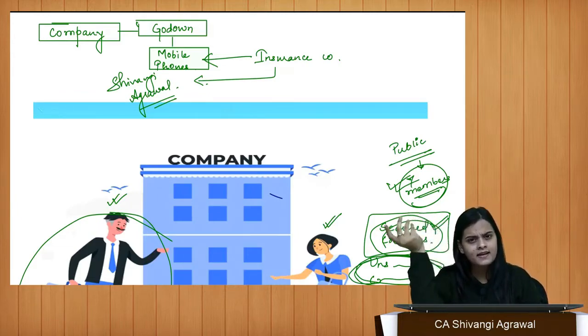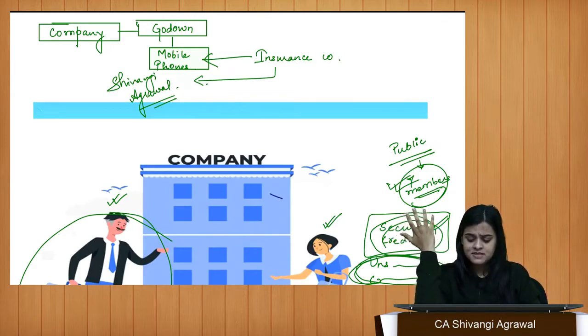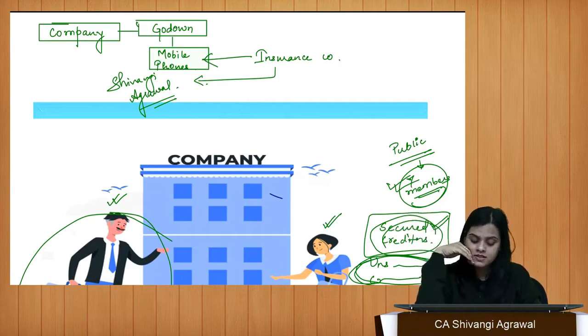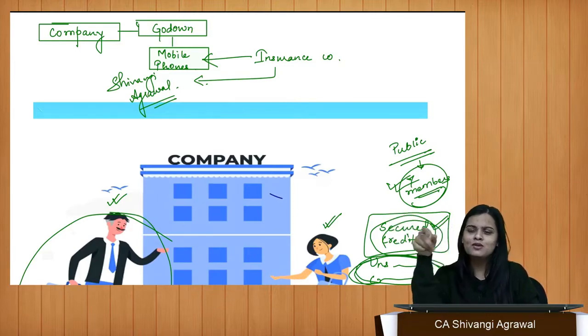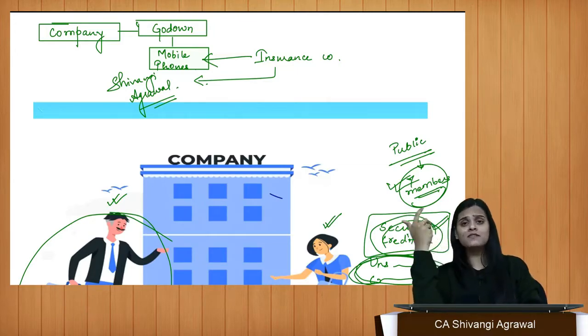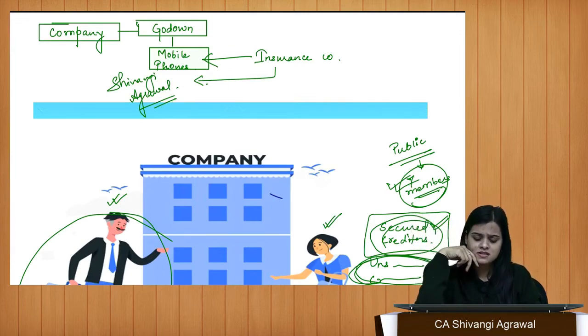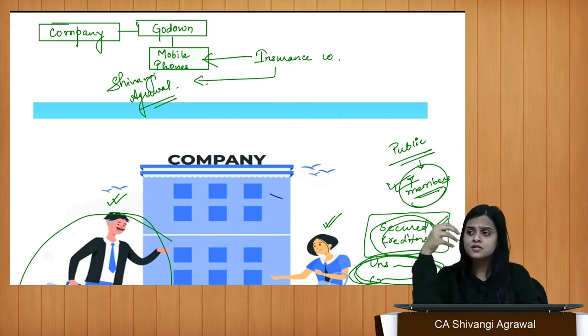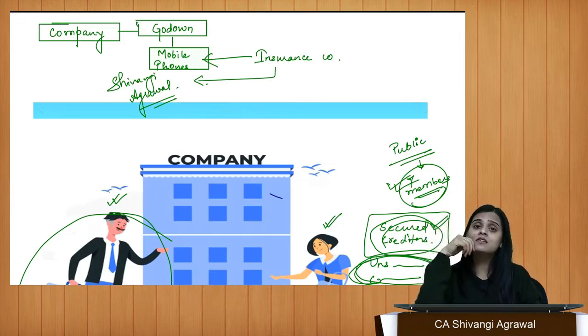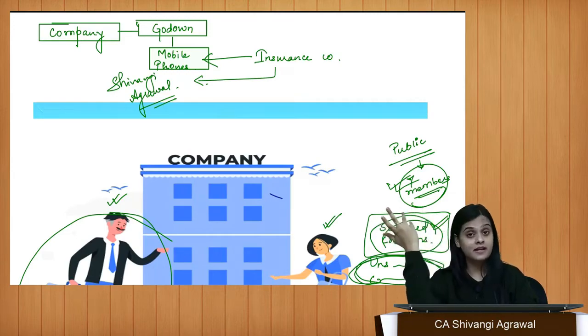I said, why is this happening to me? They said, because the mobile phones belong to the company. I said, yes, of course, but the policy belongs to you. You don't have any interest in these mobile phones. I said, I do have an interest. No, you are different. The company is different. We cannot pass a claim on such goods which do not belong to you. These goods belong to the company. This godown belongs to the company. I said, you should have taken care of this at the time of taking the policy. No, at the time of selling the policy, you were very eager and you did not take care of all these things. They said, we don't care about that.